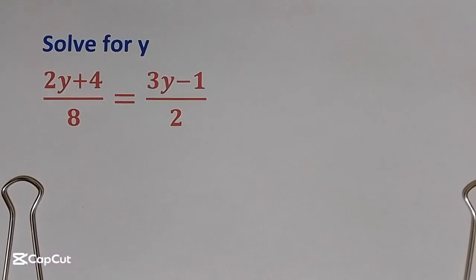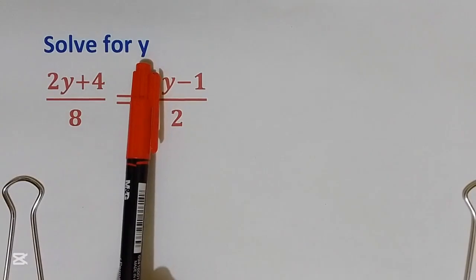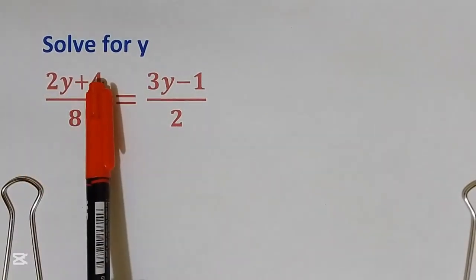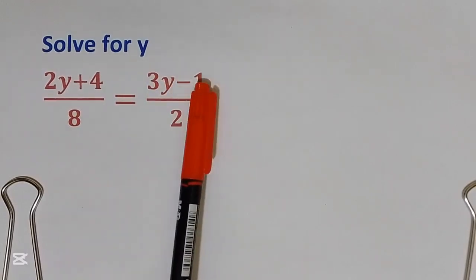We have a linear equation and we are needed to solve for y. They have given to us (2y + 4)/8. This is equal to (3y - 1)/2.